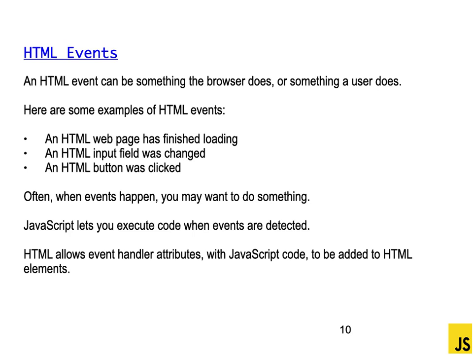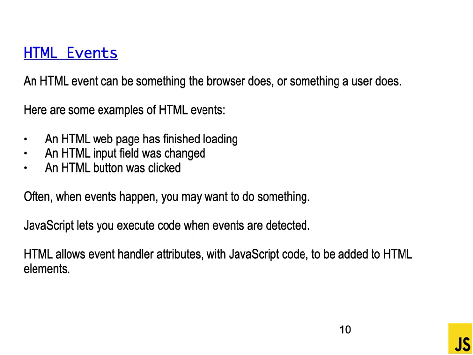You are clicking on a registration or submit button. All these are some of the examples of HTML events. Often, when events happen, you may want to do something. JavaScript lets you execute code when events are detected. HTML allows event handler attributes with JavaScript code to be added to HTML events.